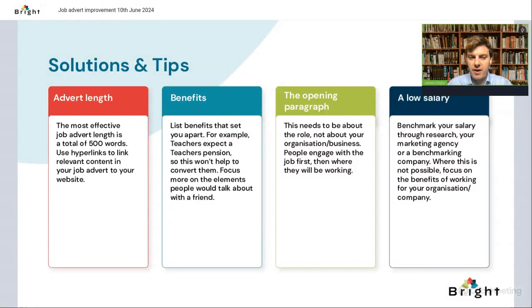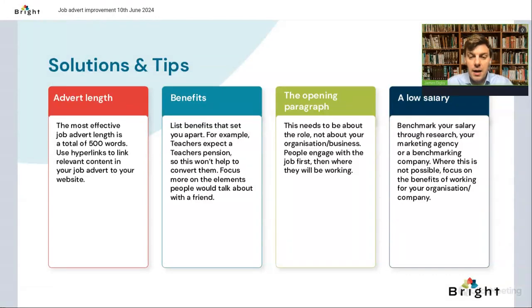Advert length, aim for about 500 words. Some job boards allow hyperlinks, others don't. If you're struggling because your advert's typically too long, TES, for example, allows hyperlinks. Link through, summarize your approach to compensation and benefits, and then link through to a benefits page. It'll reduce you just listing a load of benefits that don't really help your ranking or your engagement levels for your adverts. But 500 words is ideal. Lots of people are well below that within the education sector, and it doesn't do them any good.